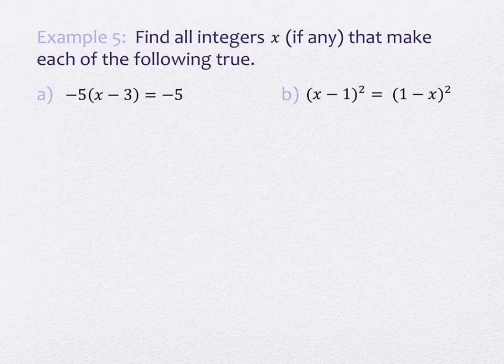We're going to use properties that we've been using for multiplication and addition, subtraction, division, all those properties to solve these equations. So we're taking a look at the first one, part A, and it says -5 times (x minus 3) equals -5. And there's a couple of different things you could do to start. So would somebody like to give me a suggestion of how you might start this problem?